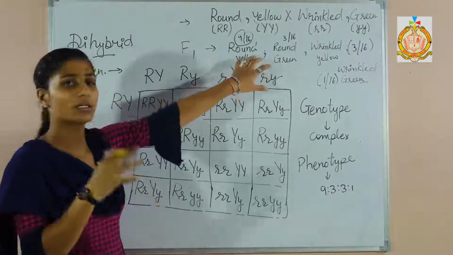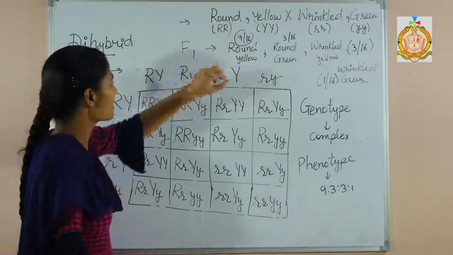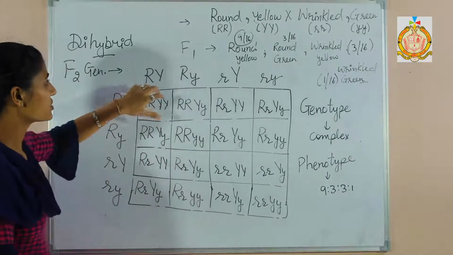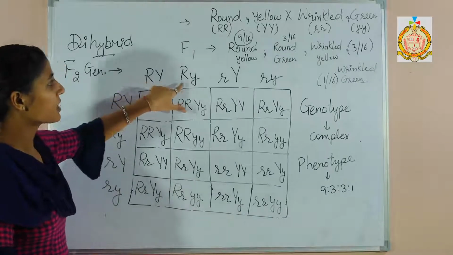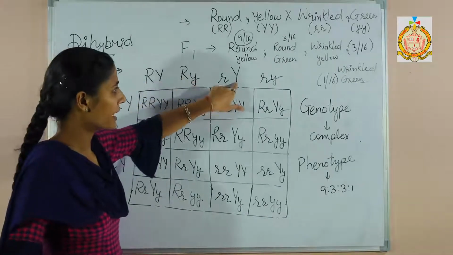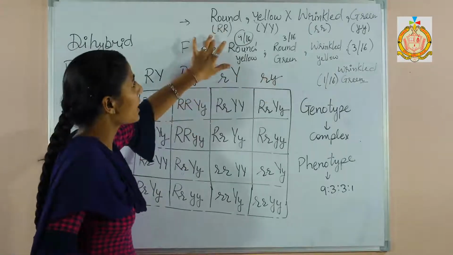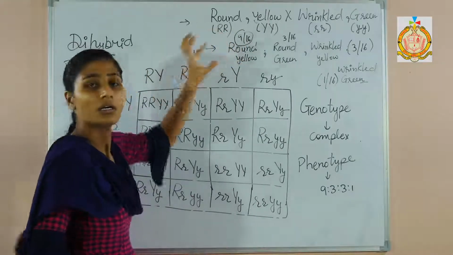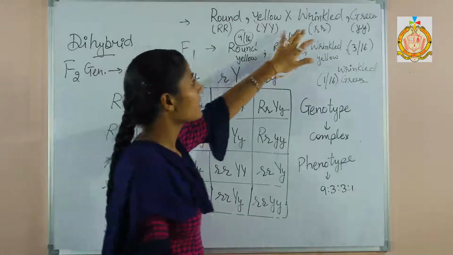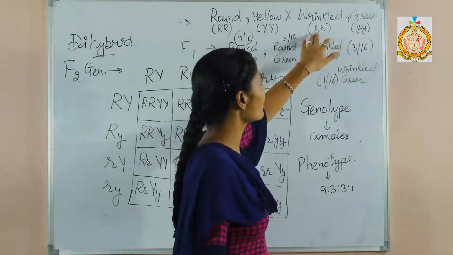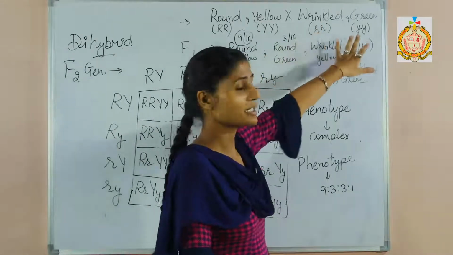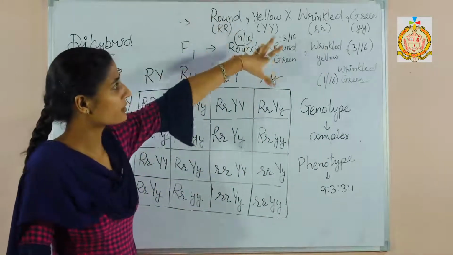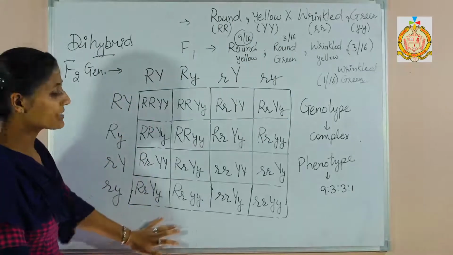So here we got the combined genes of the alleles. We will show the self pollination again in the F2 generation. In the self pollination we get round yellow, round green, wrinkled yellow and wrinkled green. Round and yellow have the dominant character, so we represent them with capital R and capital Y. Wrinkled and green have the recessive character, so we represent them with small r and small y. Hope you understood round yellow and wrinkled green. We are going to discuss the self pollination.